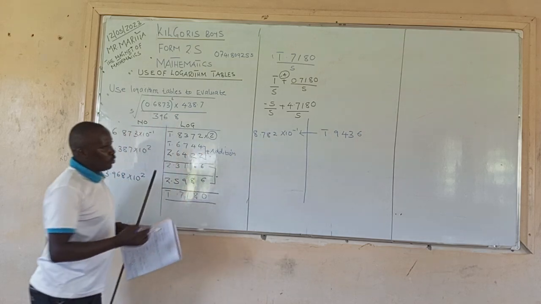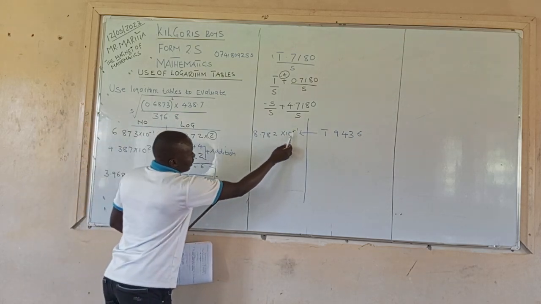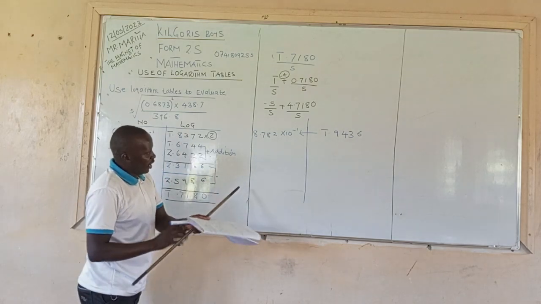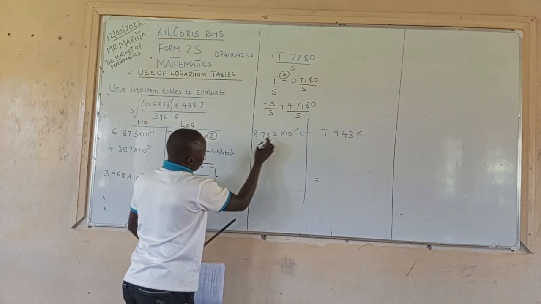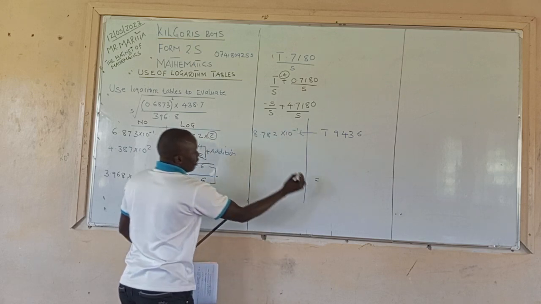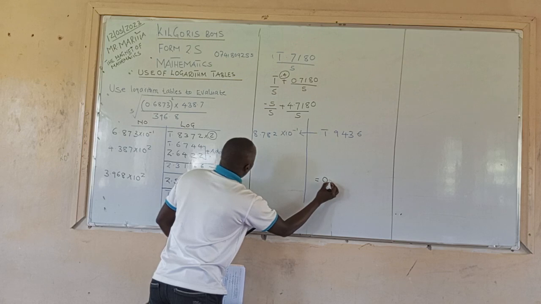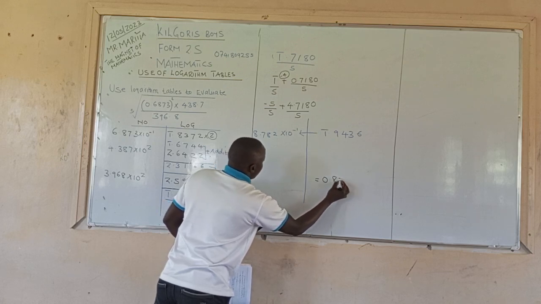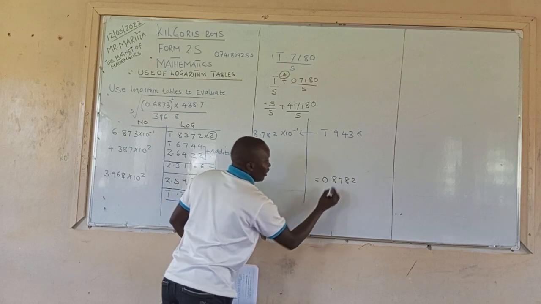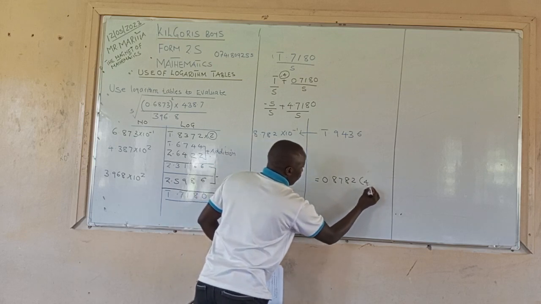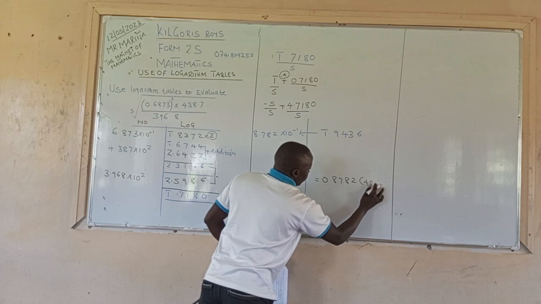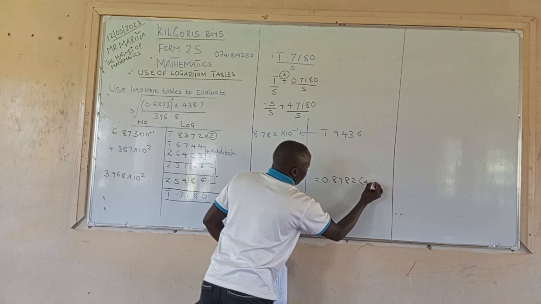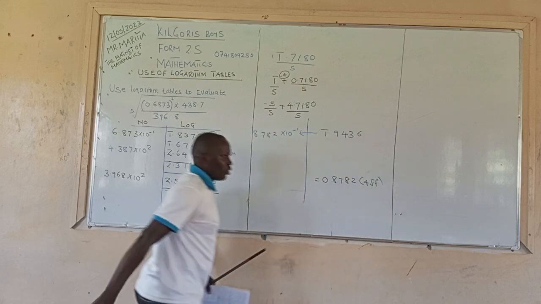So we can have this one as 8.782. And because we are talking about raised to negative 1, you can have now our final answer here. We have this negative 1, so we can move the decimal place. So we have this as 0.8782. In this case, we talk of 4 significant figures. It is 4 significant figures like that one.